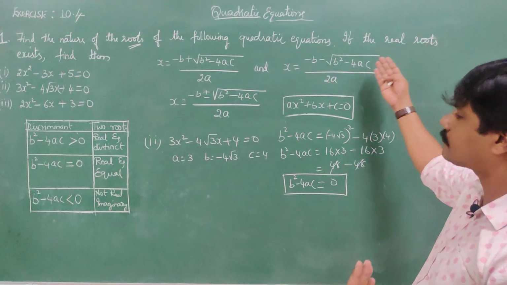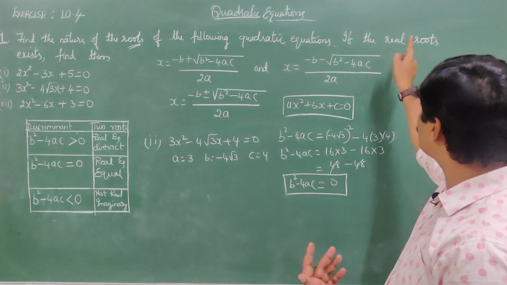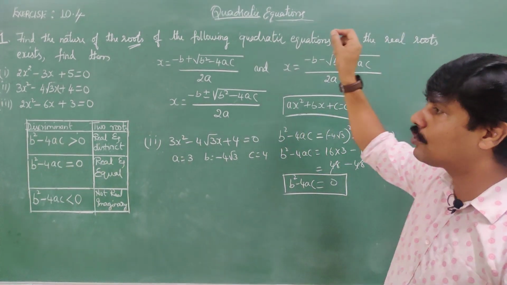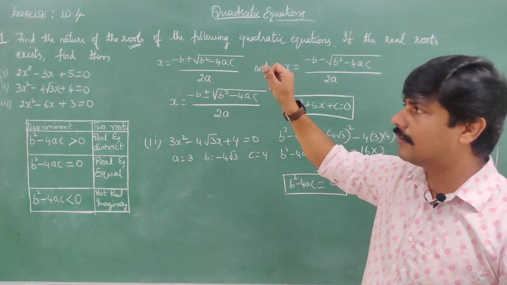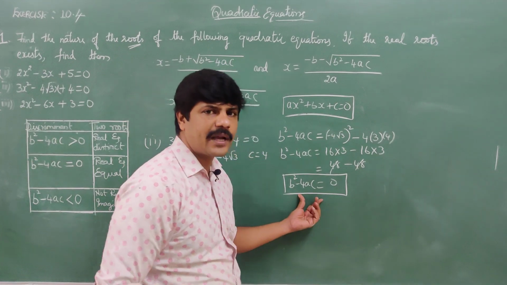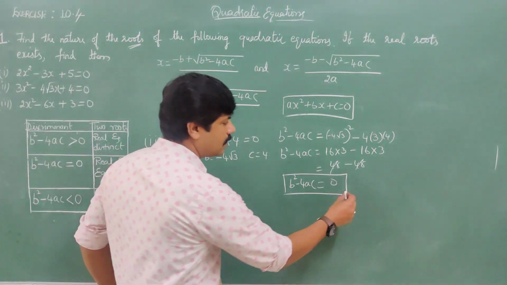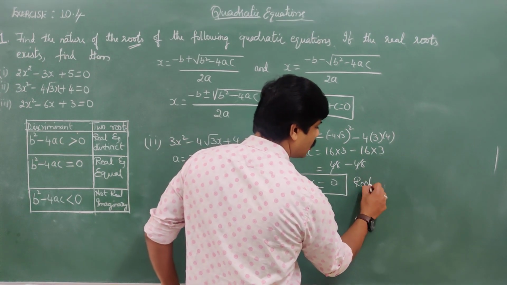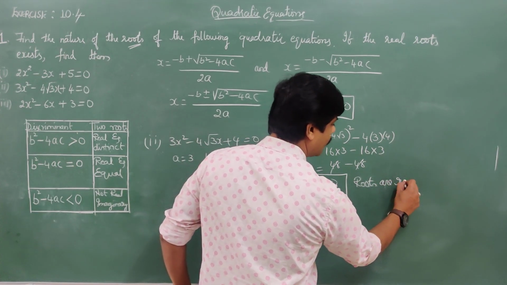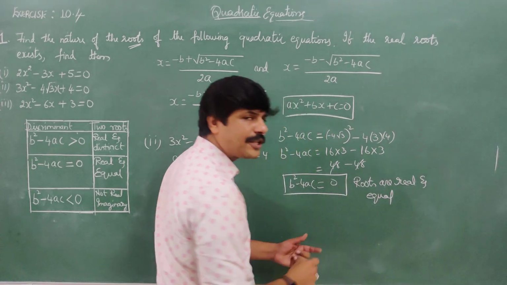So we can say that roots are, what here? Roots are real. Since the roots are real, we have to find what kind of roots they are. Understand? So b square minus 4ac has become equal to 0. Now what we will say is that roots are real and equal. This is the nature of the root.